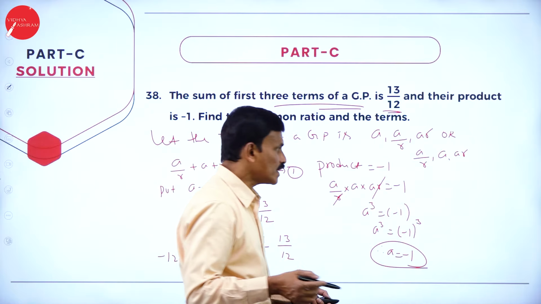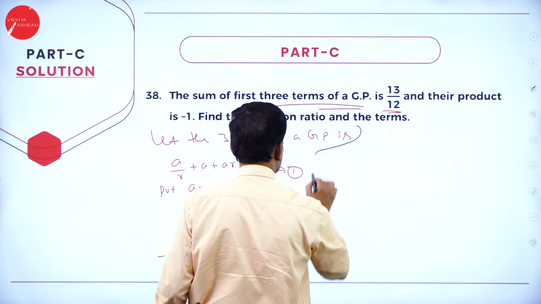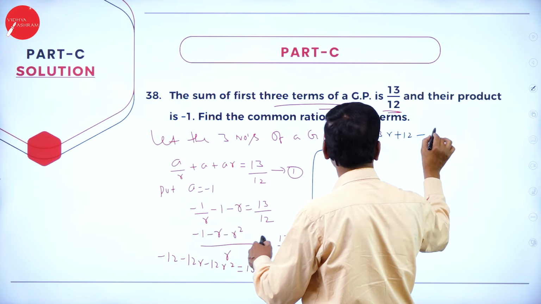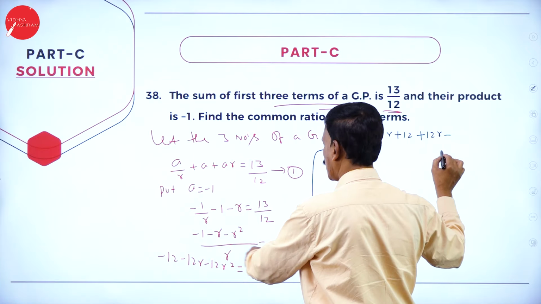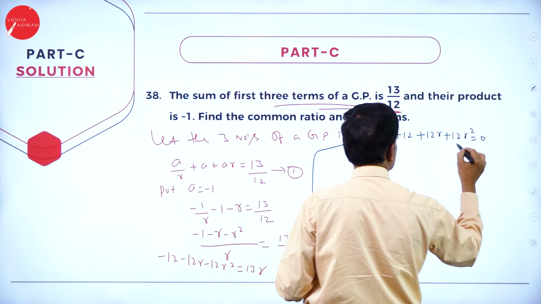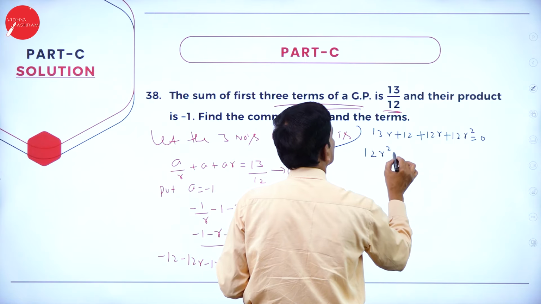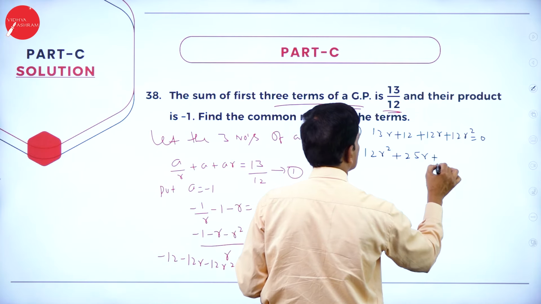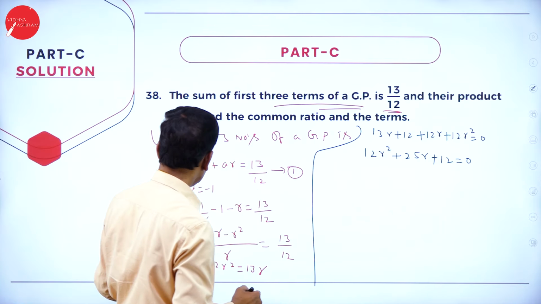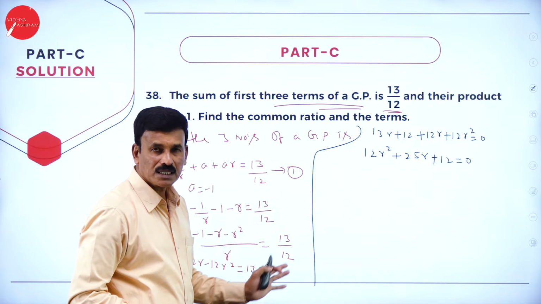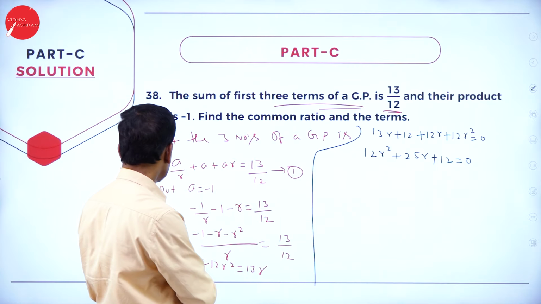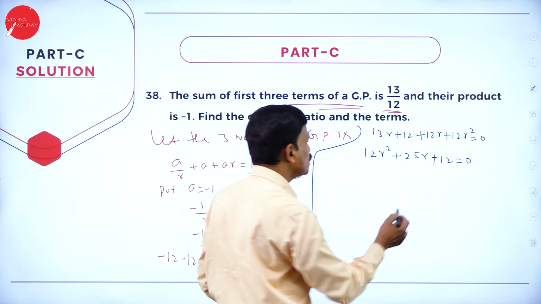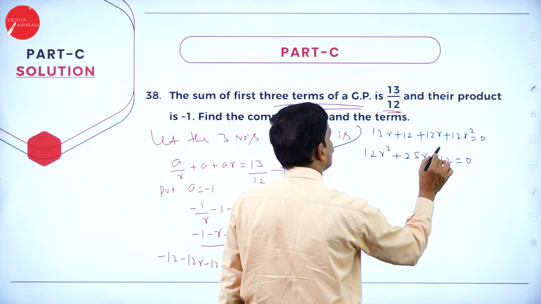So, this can also be solved as, now from this, transfer this, 13 R remains the same. Minus 12 becomes plus 12, minus 12 R becomes plus 12 R, and minus 12 R square becomes plus 12 R square is equal to 0. Put it in order, 12 R square, again 13 plus 12 is 25 R, and plus 12 is equal to 0. So, everything becomes positive. Convert all the left hand side terms to the right hand side.